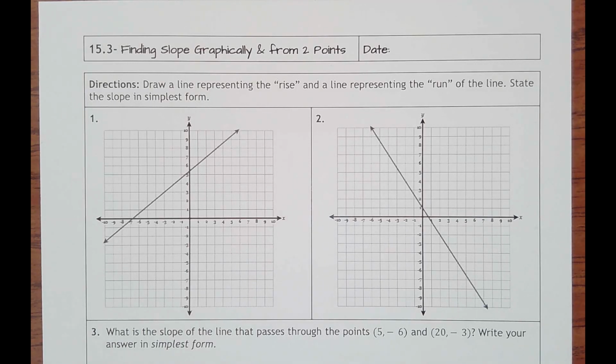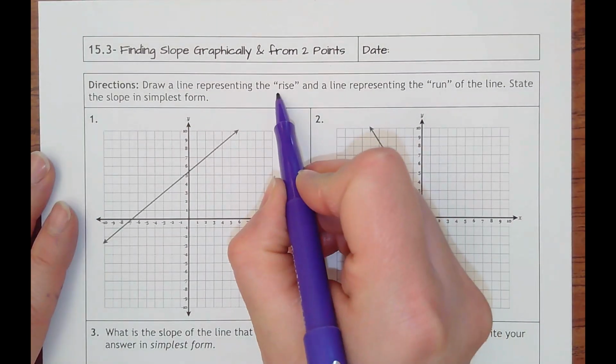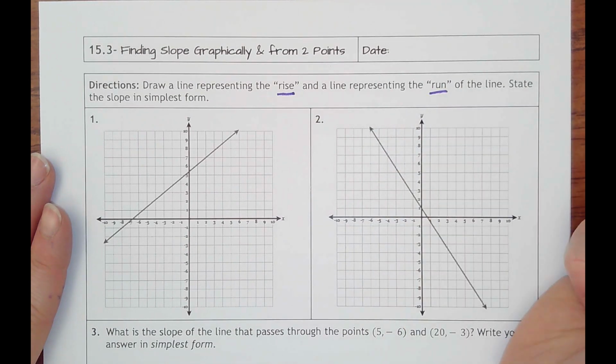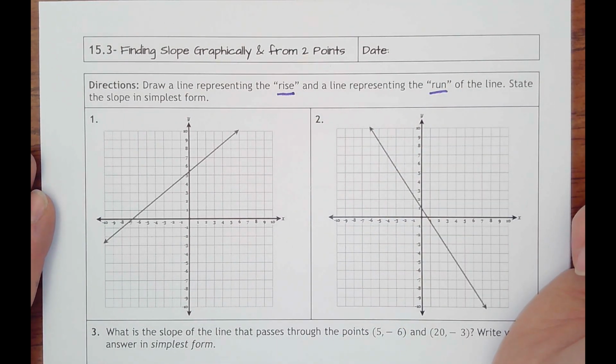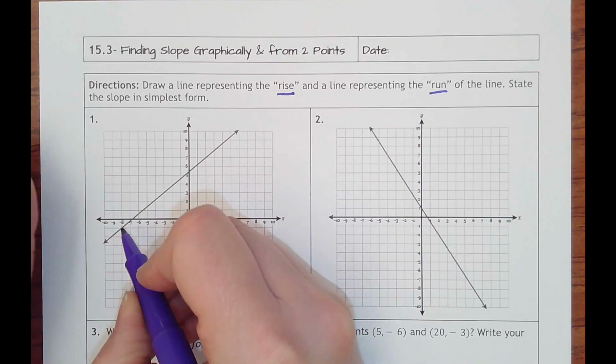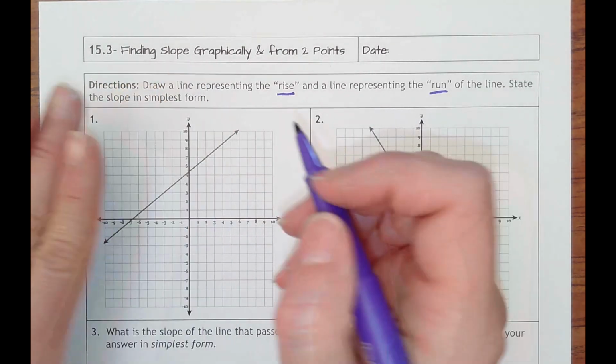Lesson 15.3 is finding slope graphically and from 2 points. The directions say to draw a line representing the rise and a line representing the run of the line, and then state the slope in simplest form. So your job is to pick out 2 points that you see on the line, and I always start from the left side of the graph and then work to the right.